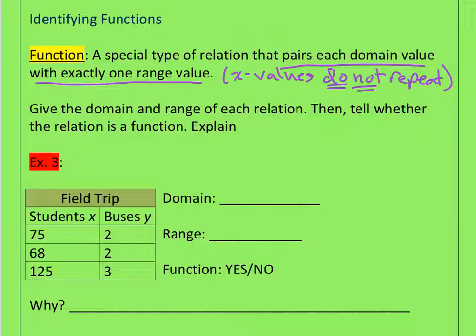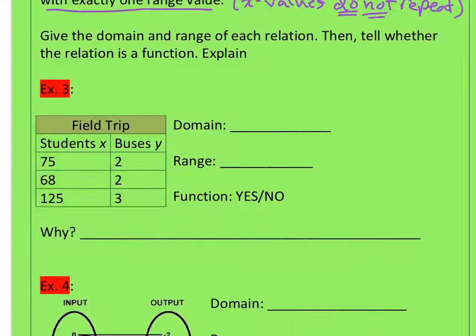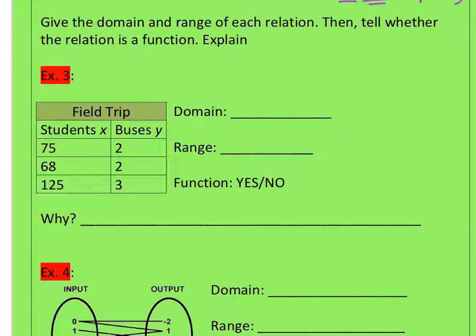So then, for example 3, you are to give the domain and range of each relation, then tell whether the relation is a function. So again, we've talked a lot about this. If I were you, I would stop the video, make your determinations, find your domain and range, tell why it is or is not a function, and then turn the video back on.